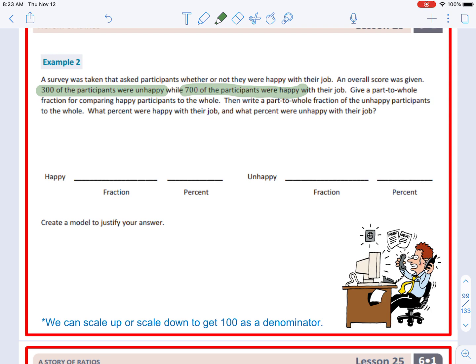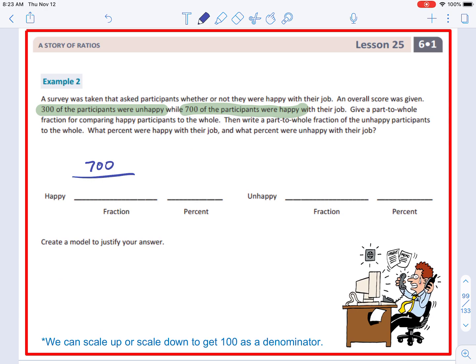So the first fraction they want us to give is the fraction for the happy participants. There were 700 happy participants, so I'm going to put 700 as the numerator. But how am I going to figure out what goes on the bottom? Well, I need to see how many there were total. There's 700 here and 300 there, which gives us 1,000. Now to figure out the percentage of 700 over 1,000, we have to put it over 100. So we divide 1,000 by 10, so we have to do that to the top as well. 700 divided by 10 is 70. 70 over 100 equals 70%.